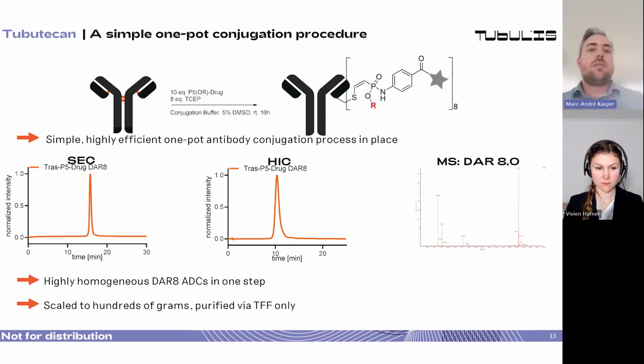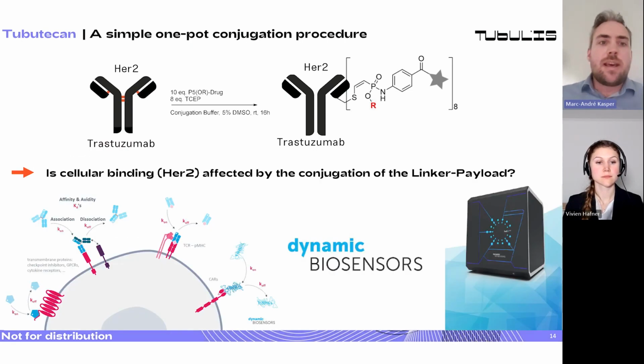So it's very simple. We are also able to show that this is scalable, and we scaled this now to a kick, so a kilogram of ADC output without any larger issues. But of course, there's one important thing which we do not want to lose. So when we think about our antibody, this is our targeting molecule.